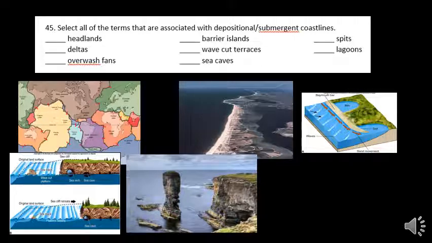Select all the terms associated with depositional submergent coastlines. Again, depositional coastlines or submergent coastlines, those are the East Coast ones. It's called a depositional coast because we are far away from a plate tectonic boundary. We are not being lifted upwards like they are here on the West Coast.